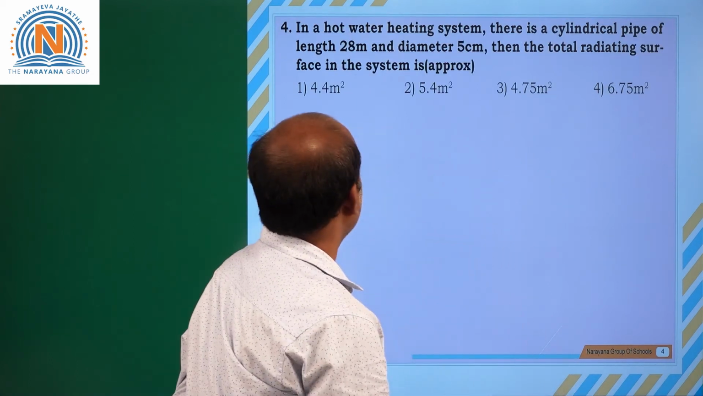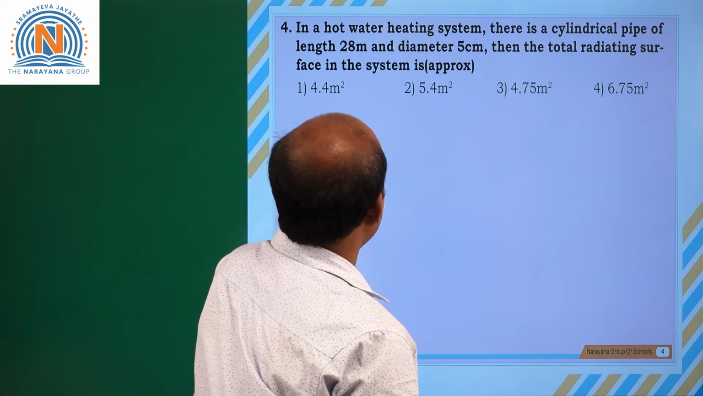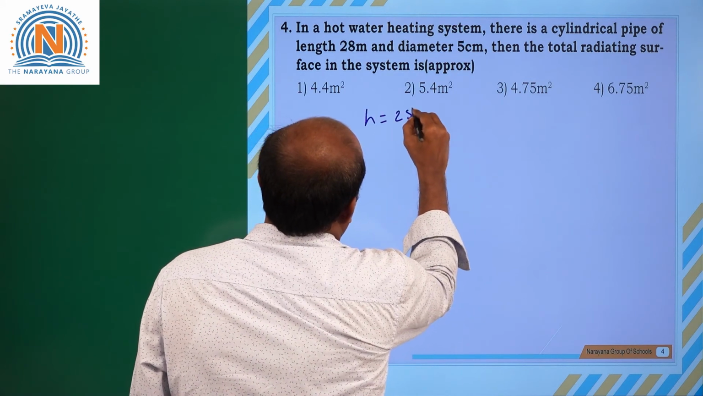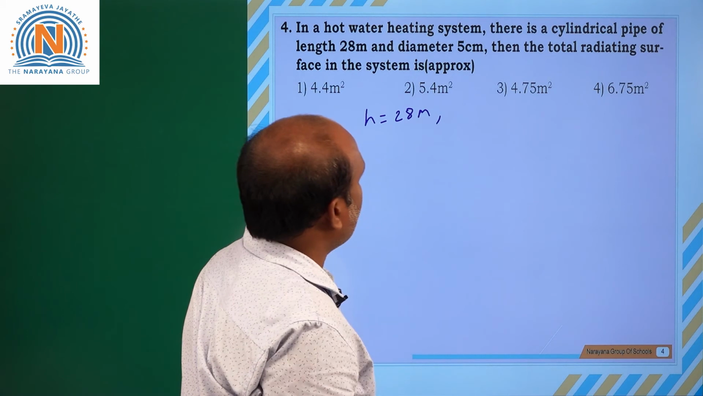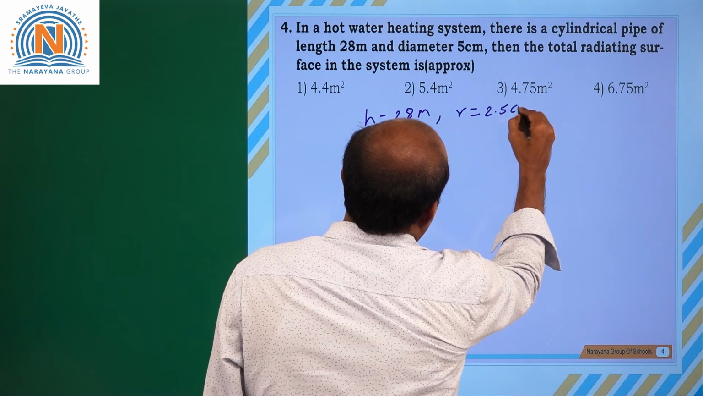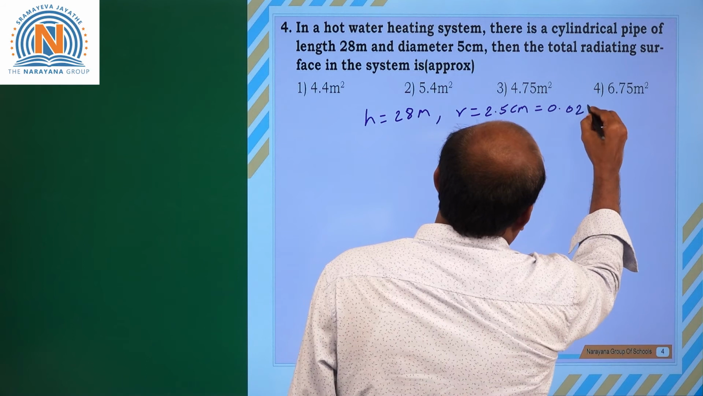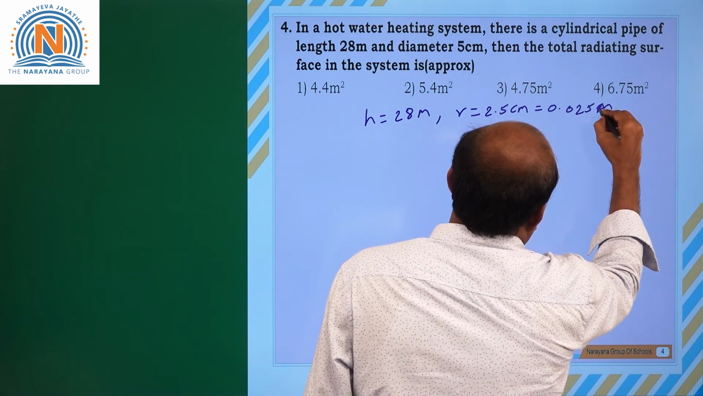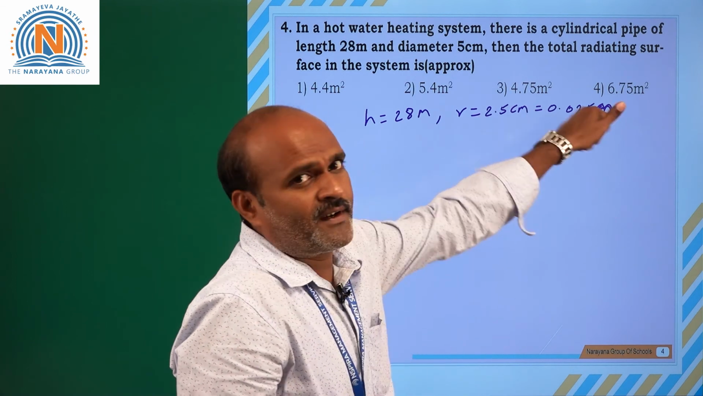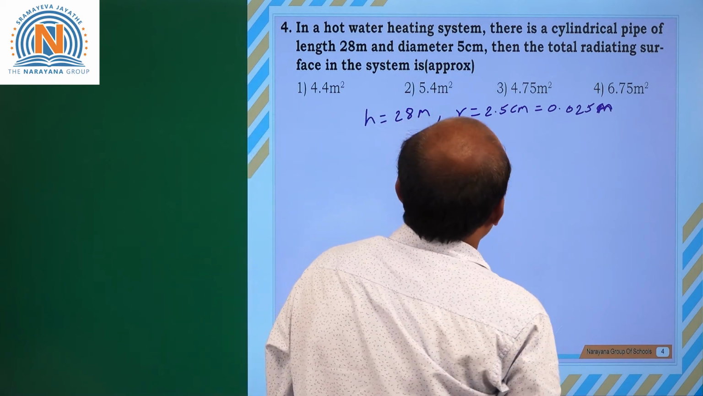Now coming to the next one. In a hot water heating system, there is a cylindrical pipe of length 28 meters. Length is nothing but the height of that cylinder, given as 28 meters, and a diameter of 5 centimeters. 5 centimeters diameter means the radius is 2.5 centimeters. That is equal to 0.025 meters. 1 meter is equal to 100 centimeters, so centimeters can be converted into meters by dividing by 100. So that is 0.025 meters.